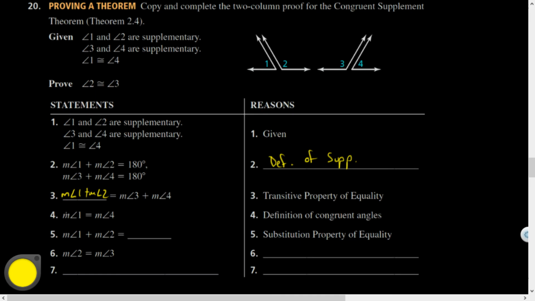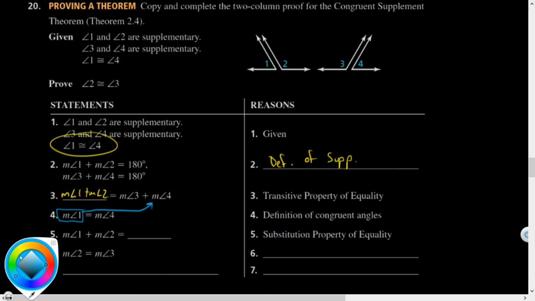Then they said measure of angle 1 is equal to measure of angle 4. Definition of congruent, pulling from here. I was going to say, how did that get from here? I can't subtract one of those things. And using substitution, how would this help me? If measure of angle 1 is equal to measure of angle 4, I'd be able to plug it in. Indeed. So measure of angle 3 plus measure of angle 1.